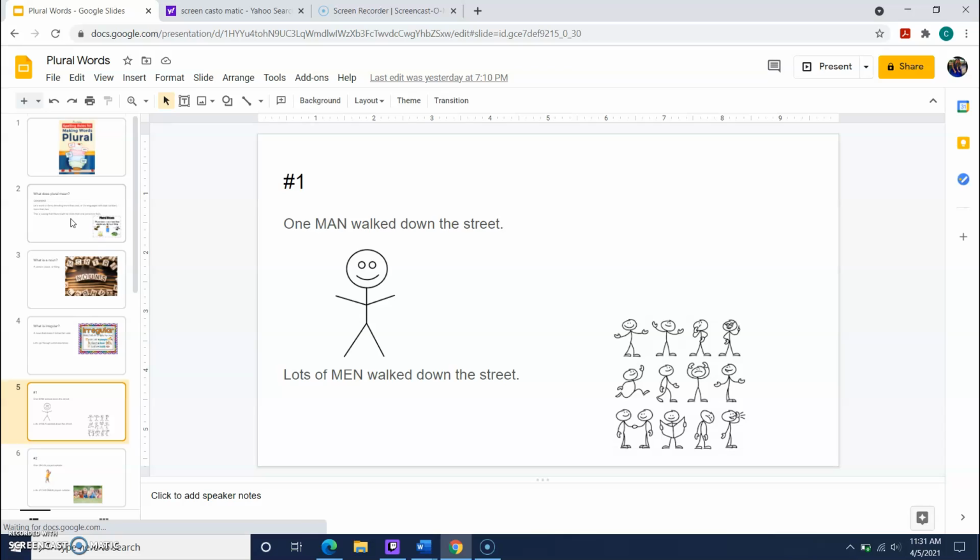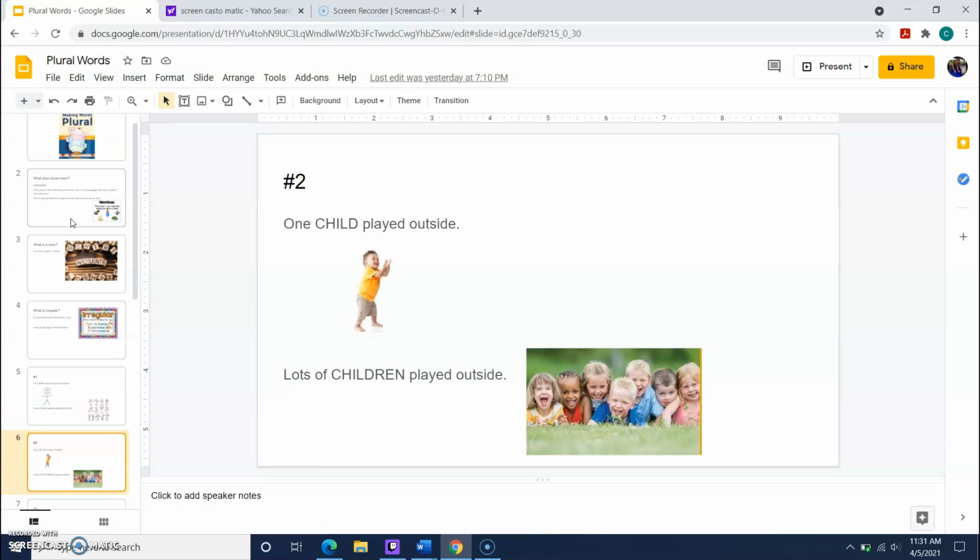All right, for our second example, we have one child played outside. There's only one little kid right there, okay? So if we want to make child plural, we have to make it children. So our sentence would be lots of children played outside, all right? That's why there are lots of kids in that next little picture.